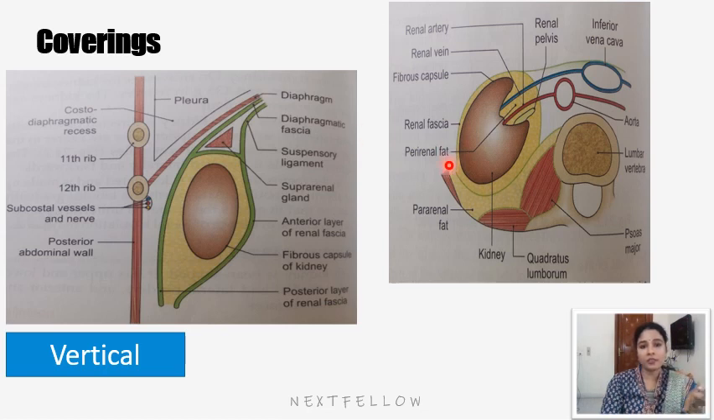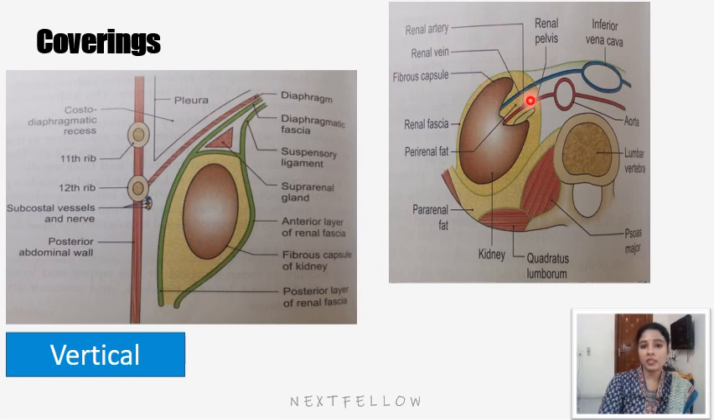Now this renal fascia we can again divide into the fascia of Gerota, which is a false capsule that surrounds the kidney and perirenal fat, and the fascia of Gerota is otherwise the renal fascia. It is again divided into an anterior and a posterior layer. So this is the anterior layer and this is the posterior layer. The anterior layer is called the fascia of Toldt and the posterior layer is called the fascia of Zuckerkandl.